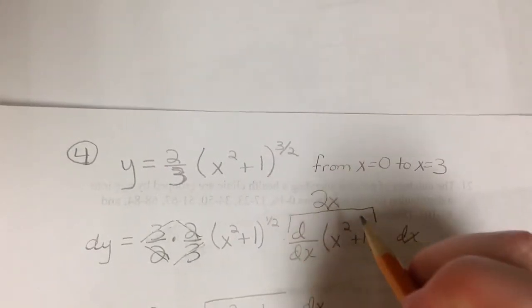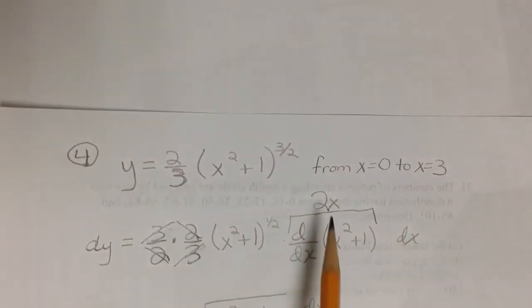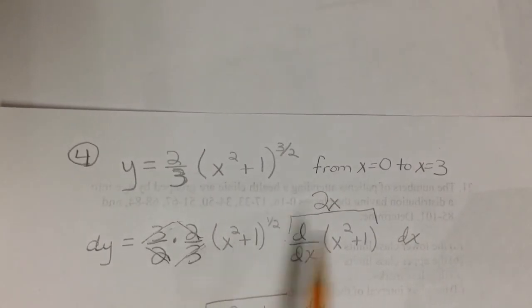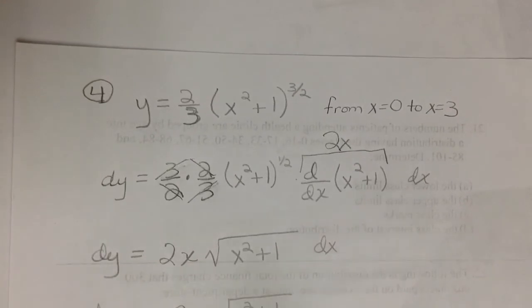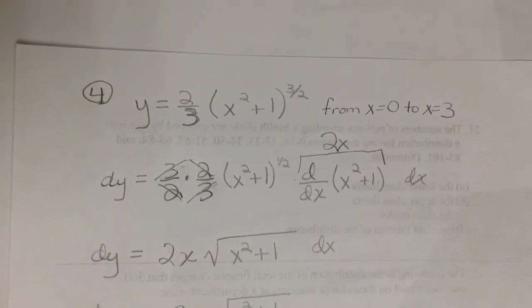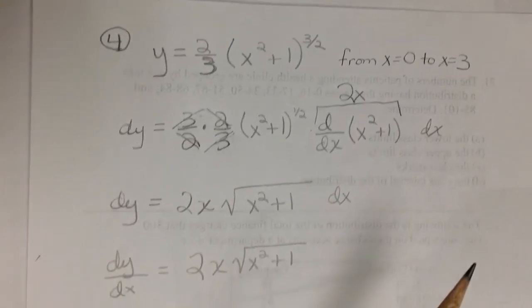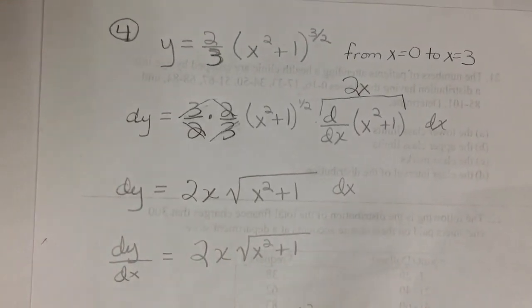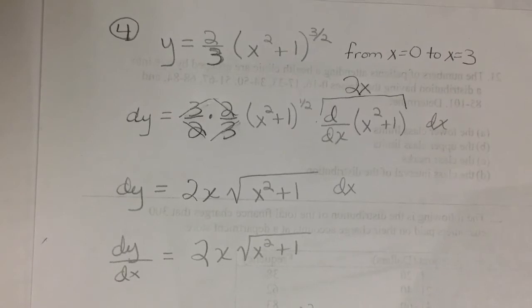And so for carrying forth what we have here, we have 2x times the square root of x squared plus 1 dx. So we have lined up directly our differential terms, and thus the derivative dy to dx is going to be 2x times the square root of x squared plus 1.